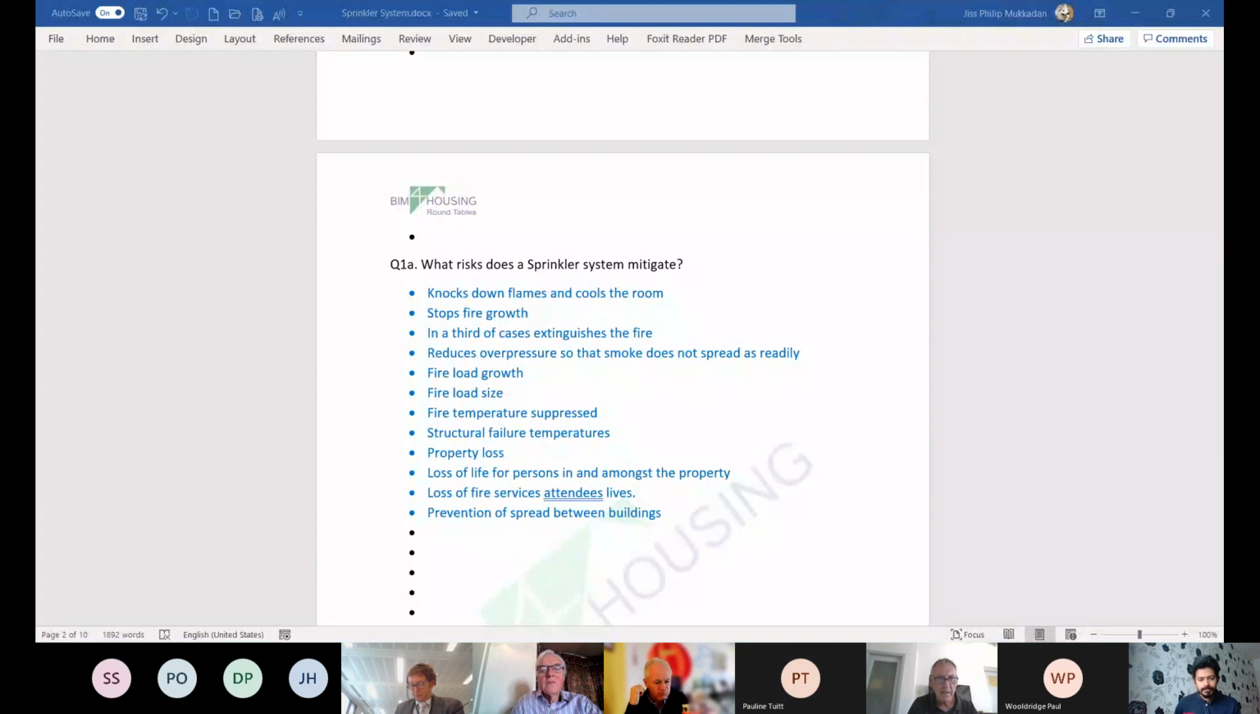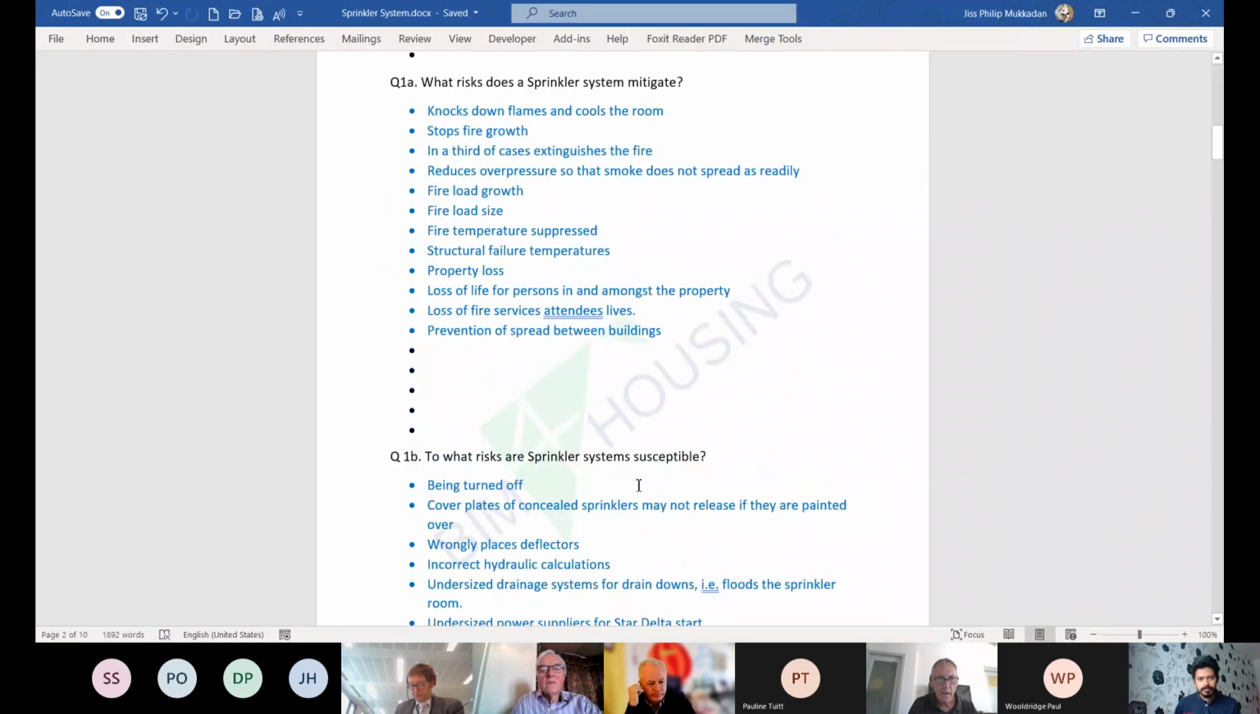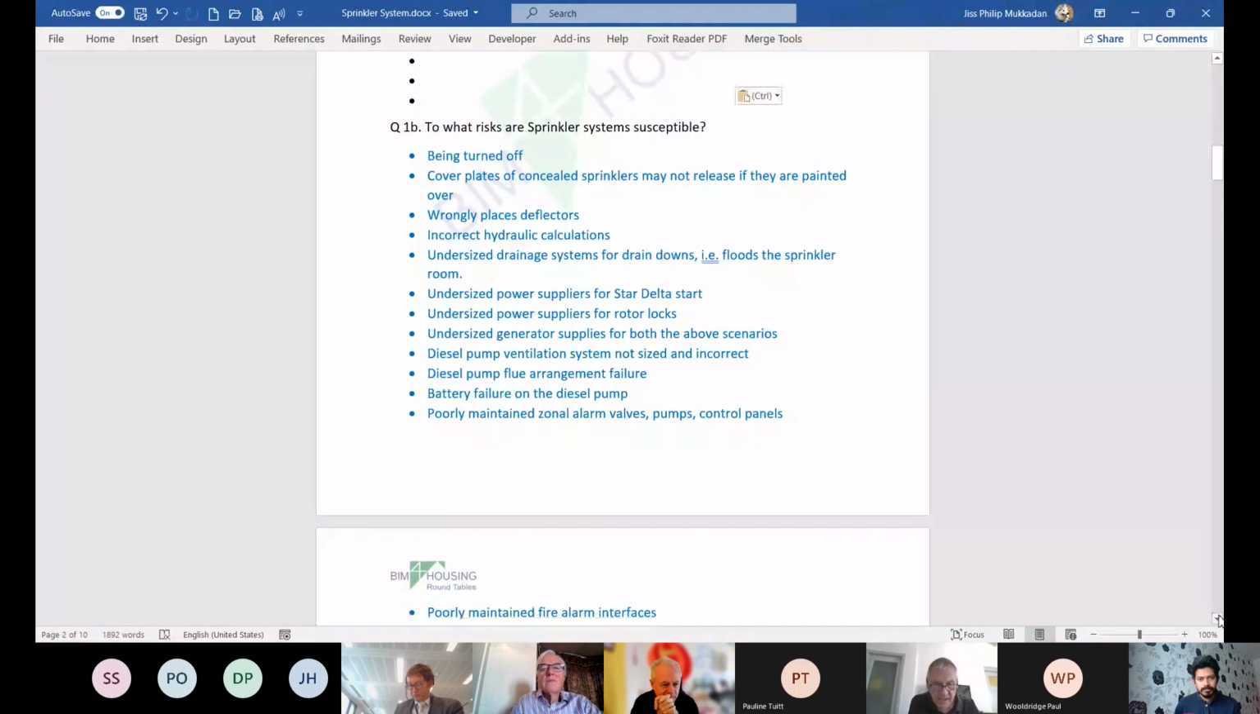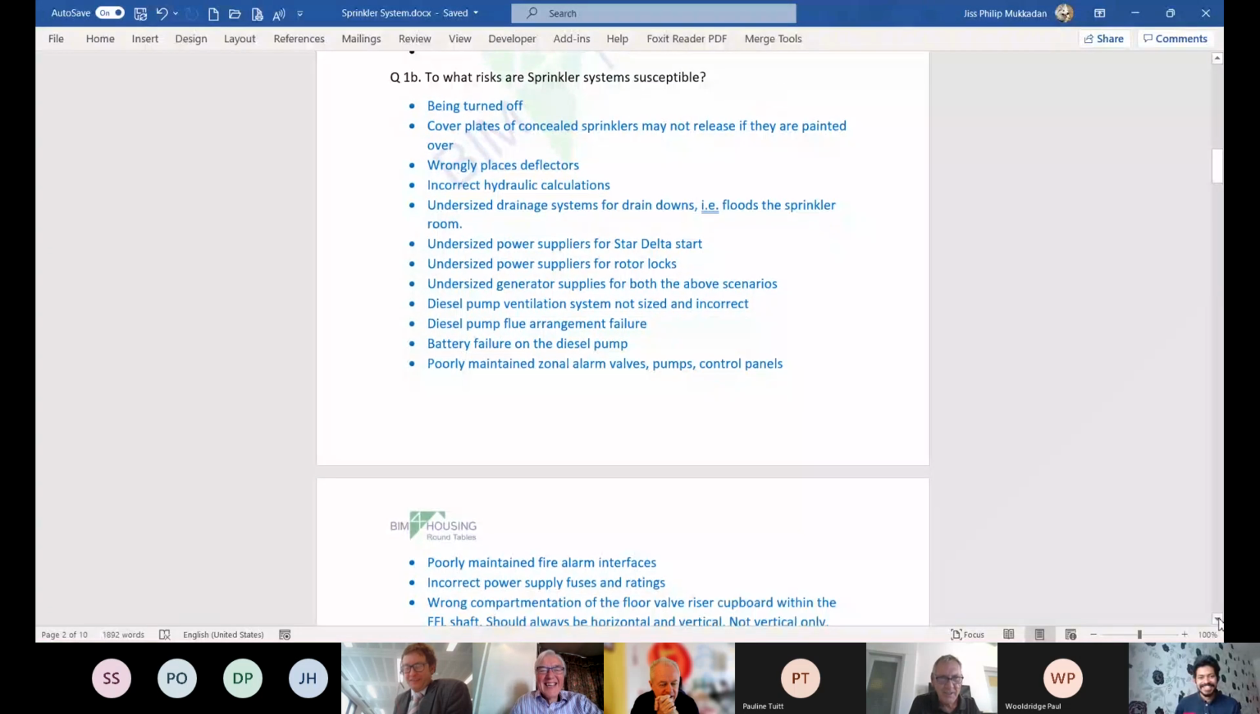Okay, I'm going to consider that list closed and move down onto question 1B, which is, to what risks are sprinkler systems themselves susceptible? Somebody say that for me. Thank you. Easy to say. All right, you've all proved you can say it. So question 1B. We've got quite a lot down there. Anybody got anything to add to that?